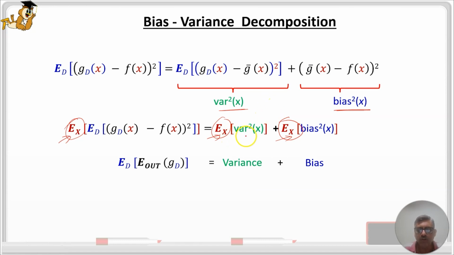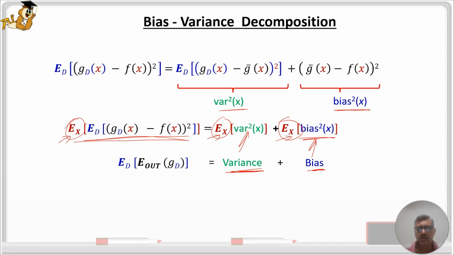The expected value over x of var(x) is referred to as the variance for short. It's not called variance square. In common terms it's called variance, and this is called the bias. It's not called bias square in common usage. It's simply called the bias. So what you have here is that the expected value over D of E_out of g_D is equal to variance plus bias, where variance is this and bias is this. This is the formal definition of variance and bias respectively.